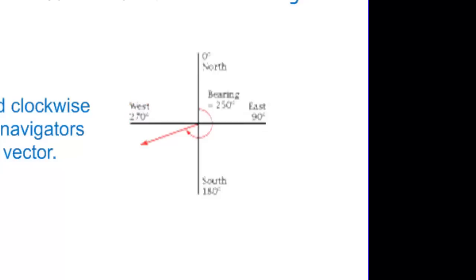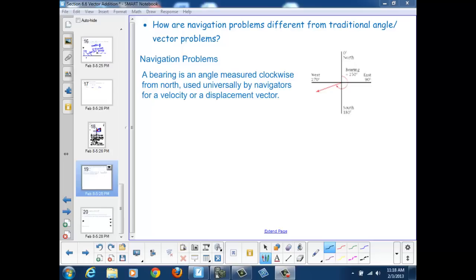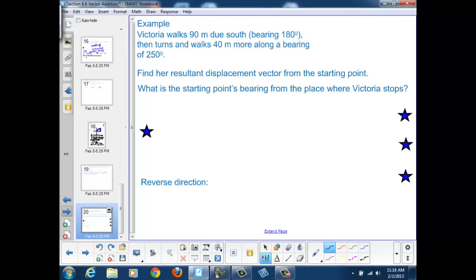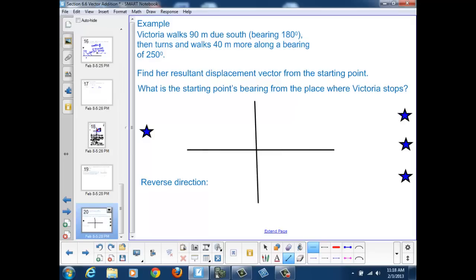In drawing the situation, we have to really think about these new angles. But the nice thing is that the math, when we work with horizontal and vertical components, works out exactly the same. So here's an example. Victoria walks 90 meters due south. So let's set up some axes here. So she's going to walk 90 meters due south. That's straight down. Right? We'll say that's 90 meters.